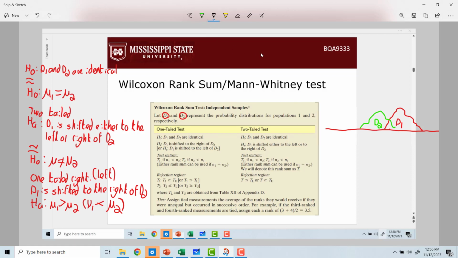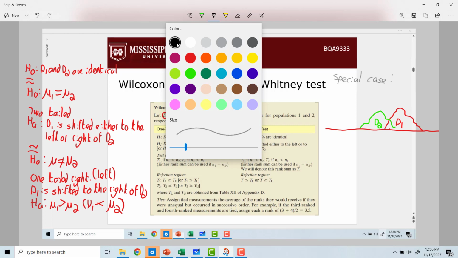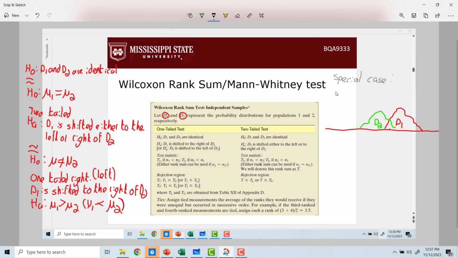Now we're just thinking of distributions, but there's a special case. Okay, that was the wrong color to use. There's a special case. I don't know what happened there, but anyway, let's carry on.